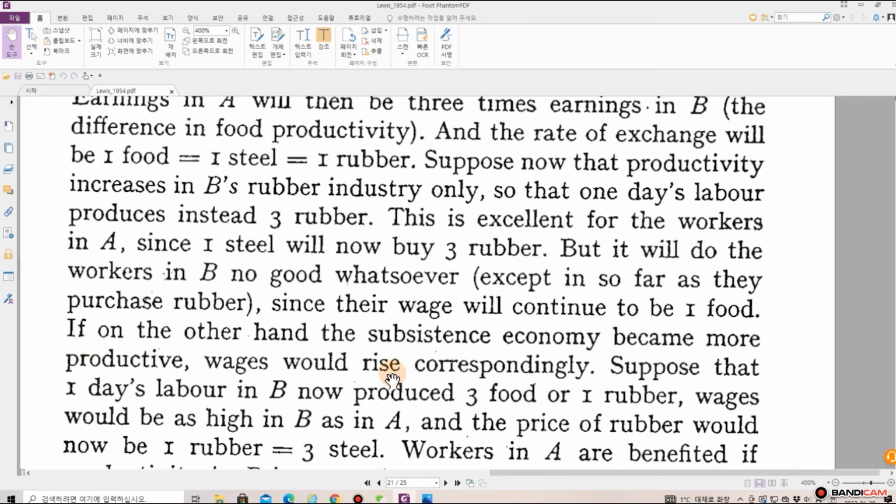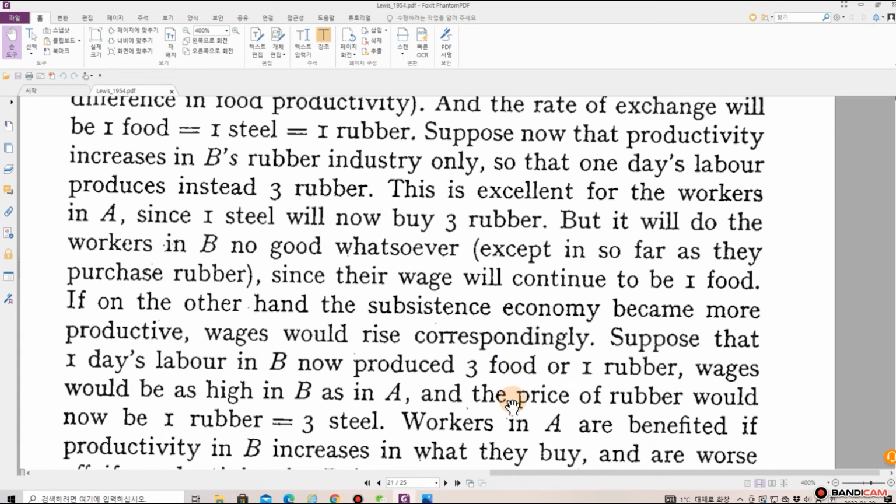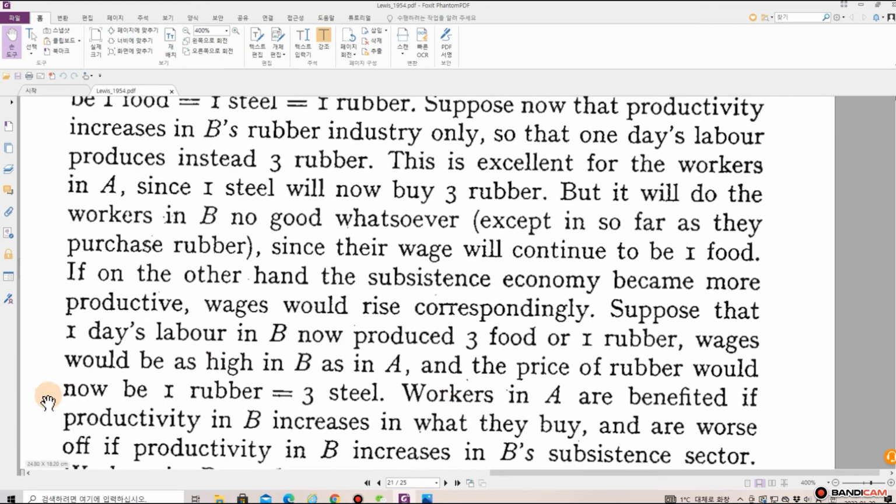If, on the other hand, the subsistence economy became more productive, wages would rise correspondingly. Suppose that one day's labor in B now produces 3 food or 1 rubber. Wages would be as high in B as in A, and the price of rubber would now be 1 rubber equals 3 steel.